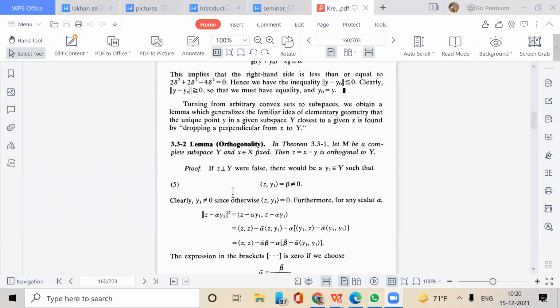Now, if small z is orthogonal to capital Y, this is what we have to prove. So we let first z is not orthogonal to capital Y. There should be a y1 belongs to capital Y such that inner product of z comma y1 is not equal to 0, by definition of orthogonality.